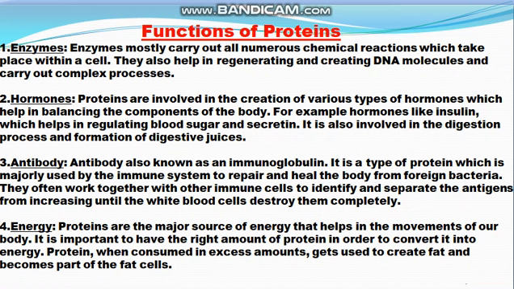Then come the antibodies. Antibodies are also known as immunoglobulins, and they are a type of protein majorly used by the immune system to repair and heal the body from foreign bacteria. They often work together with other immune cells of the body to identify and separate the antigens from increasing until the WBCs, white blood cells, our soldiers of the body, destroy them completely.